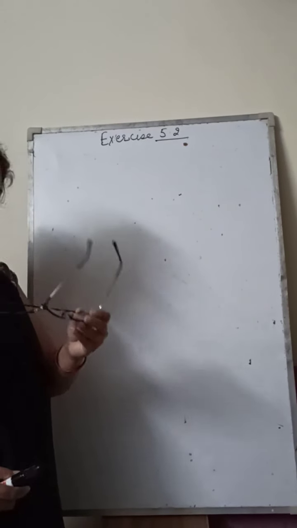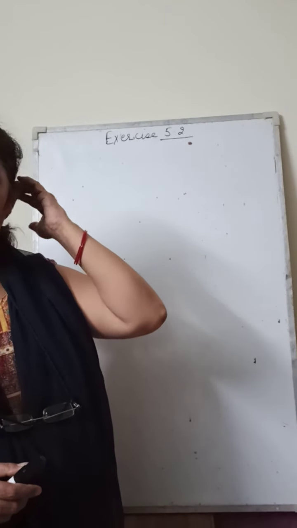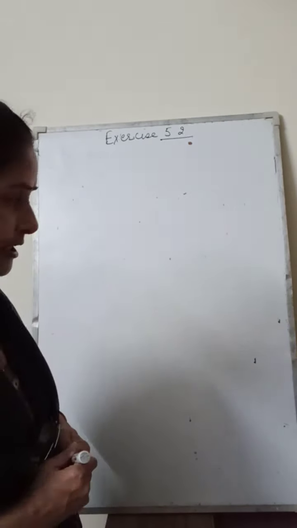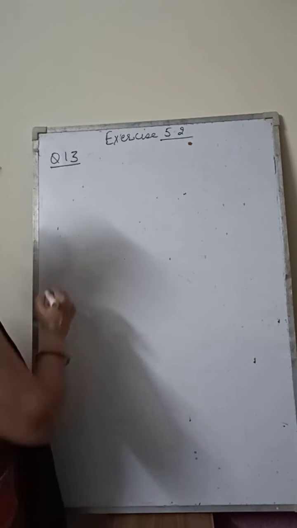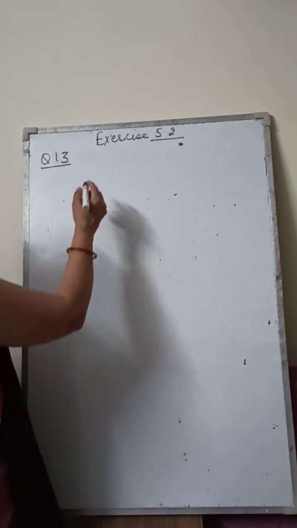Yes, beta. Yesterday we did questions 4 to 12. Today I am going to do question number 13. The statement is: how many 3-digit numbers are divisible by 7?